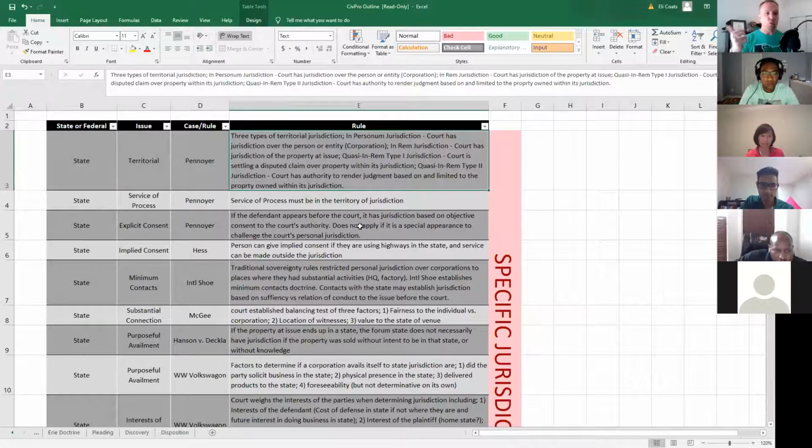But rule number one, there are three types of territorial jurisdiction. It's in personam and then in rem with two quasi types underneath it. So that's rule number one. Rule number two, if you're going to serve process to somebody, it has to be in the territory of the jurisdiction. And rule three, if the defendant appears before the court, it has jurisdiction based on objective consent to the court's authority. It does not apply if it's a special appearance to challenge the court's personal jurisdiction.